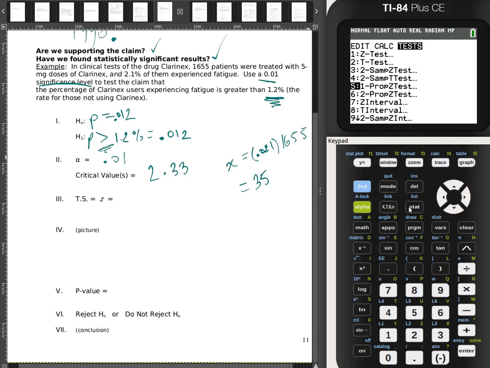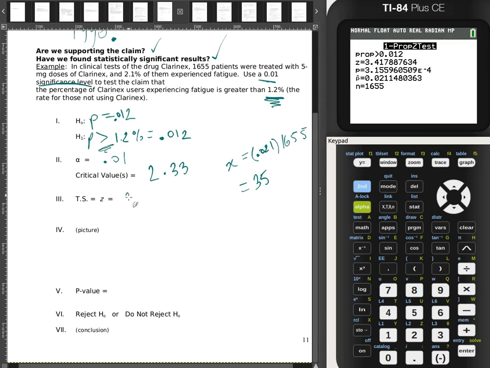And here we will go to one prop z test. X value is 35 out of 1655. And we're testing whether it's greater. So let's check. Calculate it. The test statistic, the z value, of course, is 3.418. I'll just round it there.